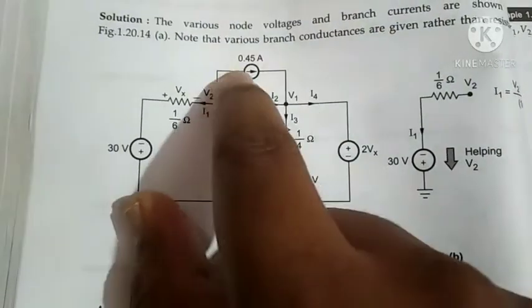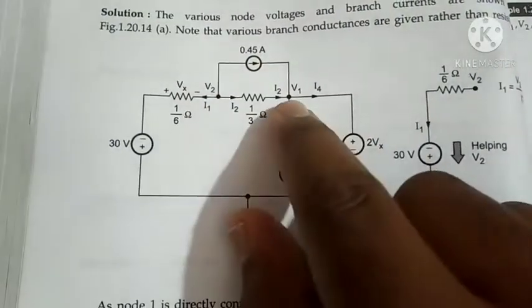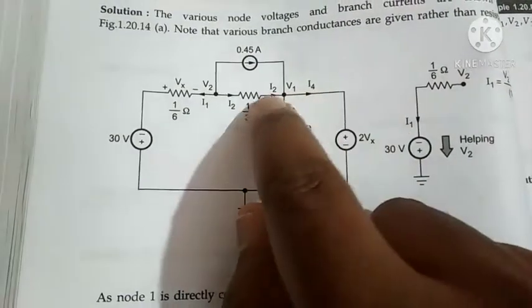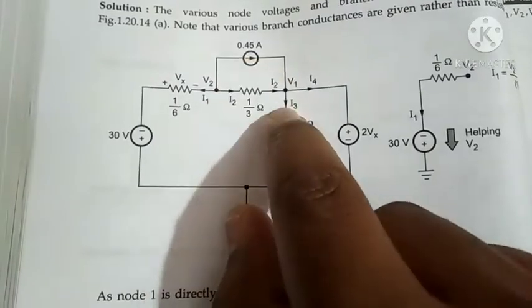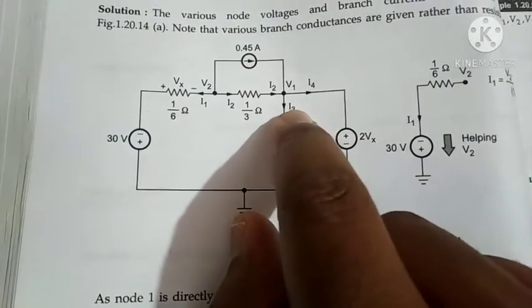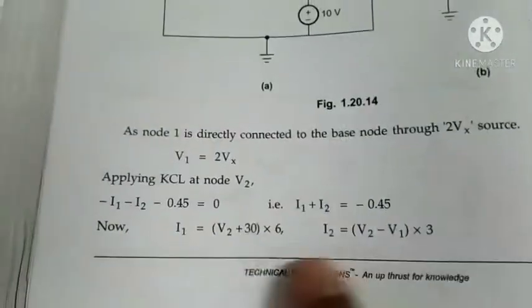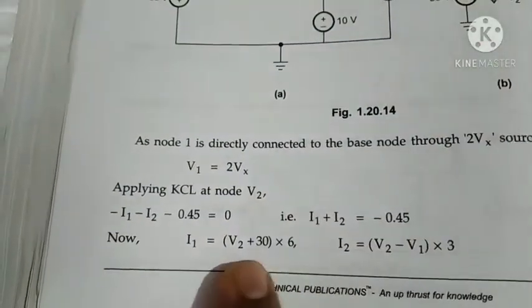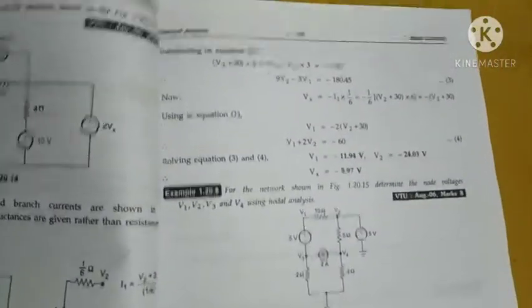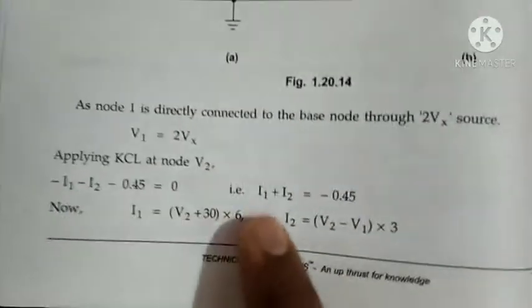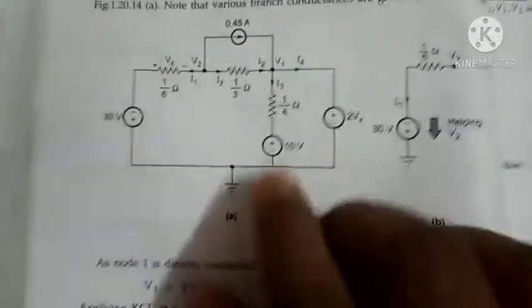So I1 plus I2 plus 0.45 equal to 0. In V1 we have 2 incoming currents and 2 outgoing currents. So I2 plus 0.45, they are incoming currents, equals I3 plus I4, they are outgoing currents. Okay, so now this is one equation for node 1 and another equation for node 2.